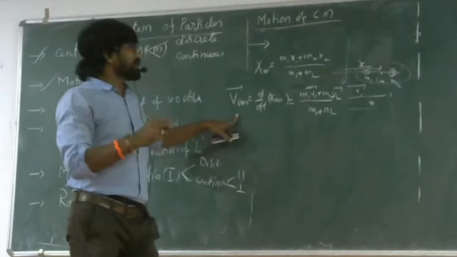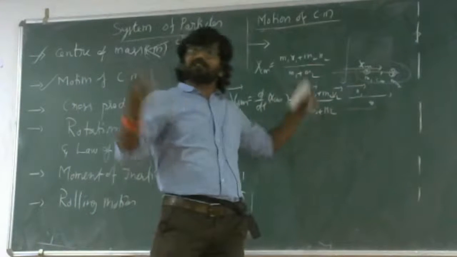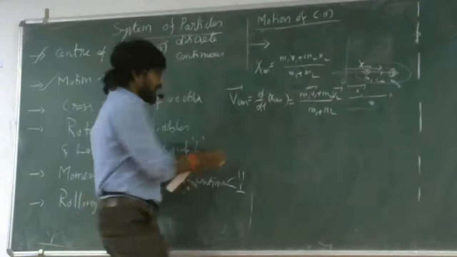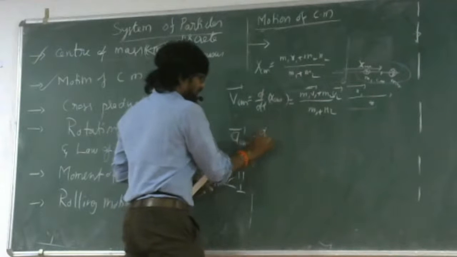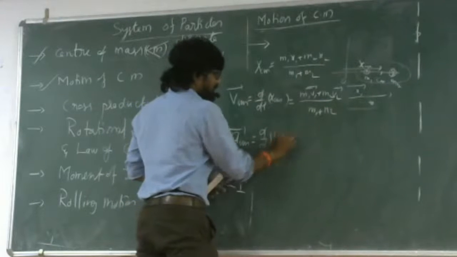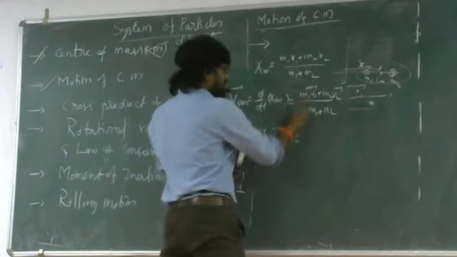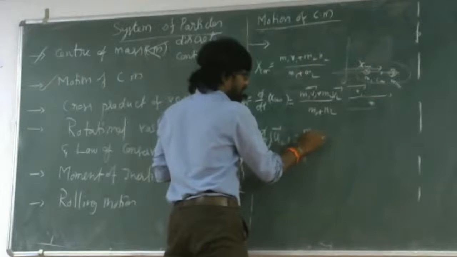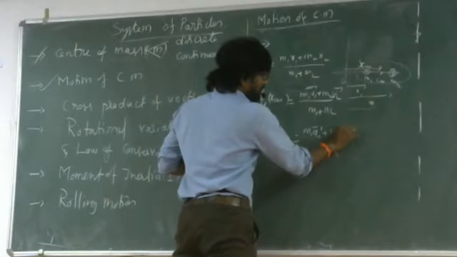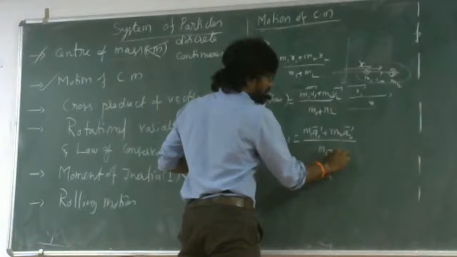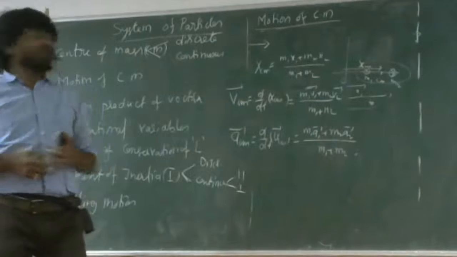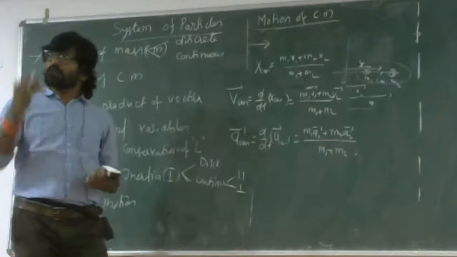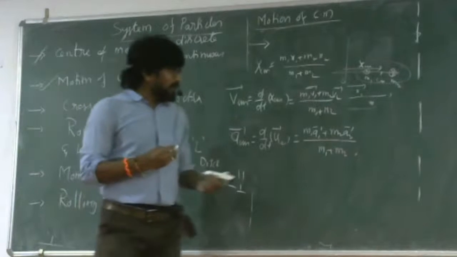Similarly, if the system is moving under some external effort, so that the entire system is moving with some acceleration, then the acceleration of the center of mass can be expressed as d by dt of the velocity of the center of mass. You can write directly that d by dt of v1 is a1. So it is (m1 a1 vector plus m2 a2 vector) by the total mass m1 plus m2. Is it clear?